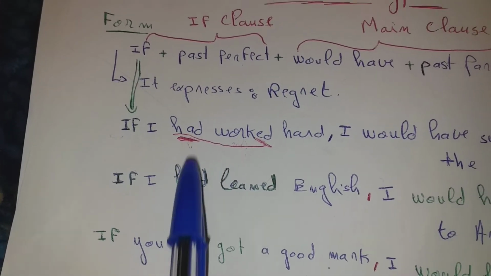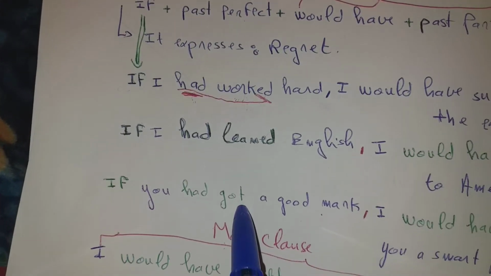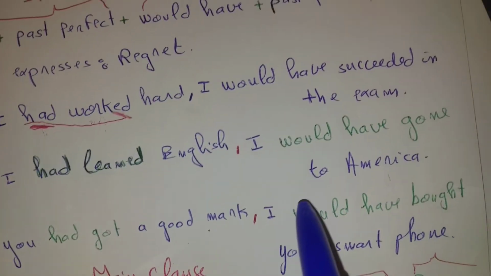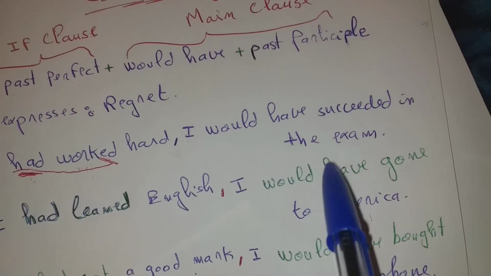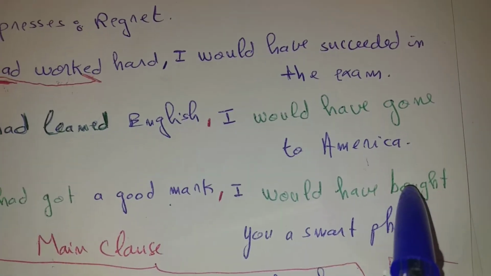Then we have got, which is the past participle of the verb get: a good mark. I would have, here as we said, would have is always repeated, and the verb buy becomes bought in the past participle.